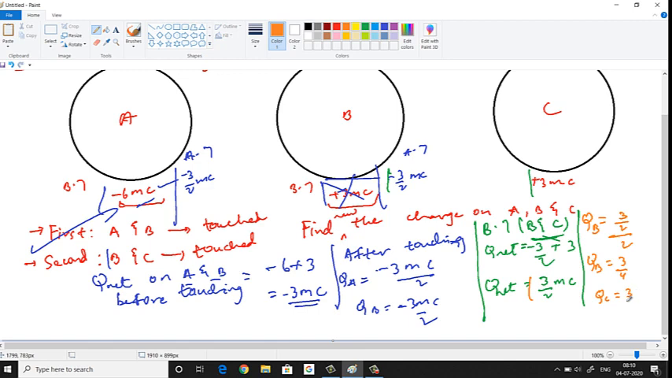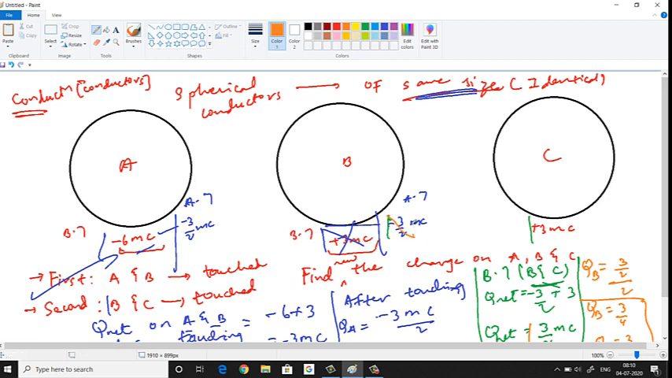And on C also it is going to be 3 by 4 because the charge is going to be distributed equally on B and C. So this charge is also gone now. And the final charge on B is what? 3 by 4 millicoulomb. And on C, 3 by 4 millicoulomb. So what are the final charges then? On A, the final charge is minus 3 by 2 millicoulomb. On B, the final charge is 3 by 4 millicoulomb. On C, the final charge is 3 by 4 millicoulomb.